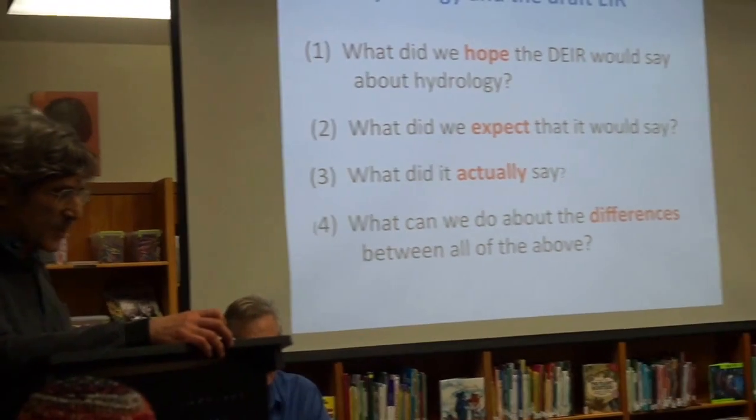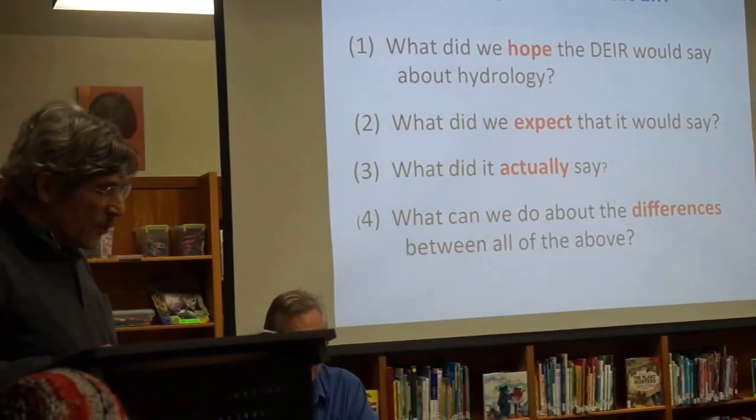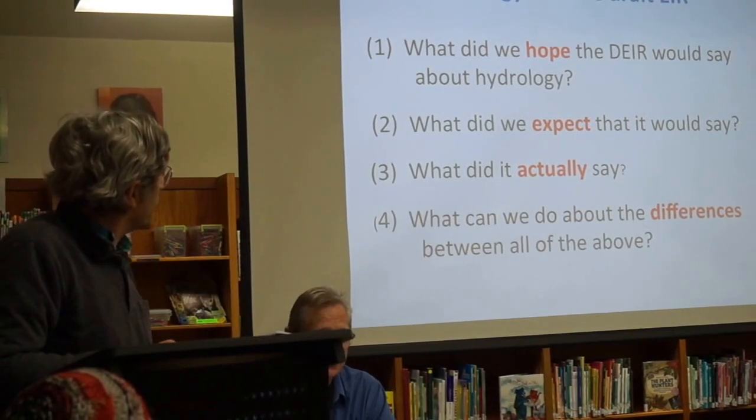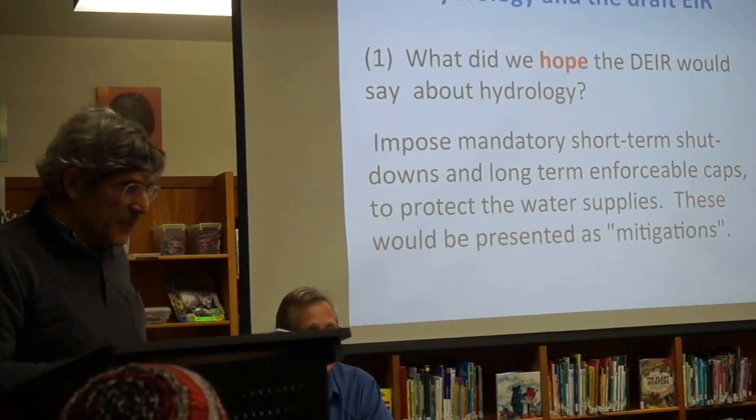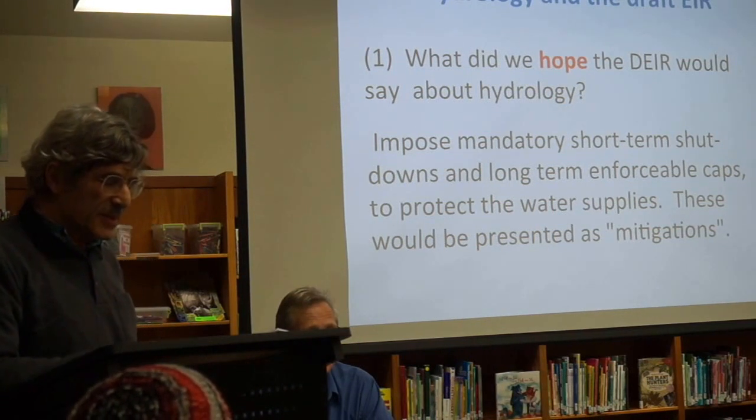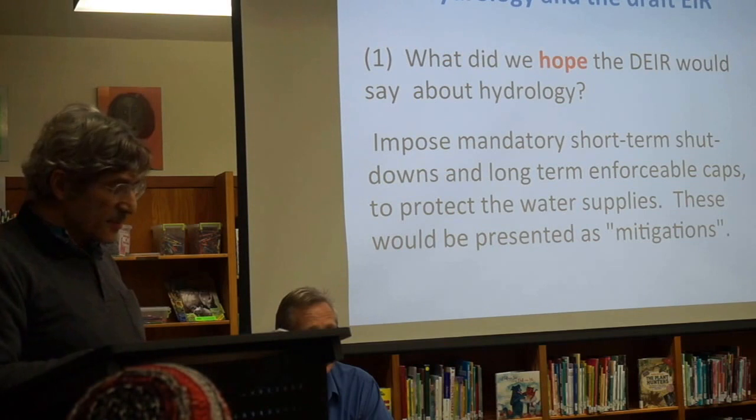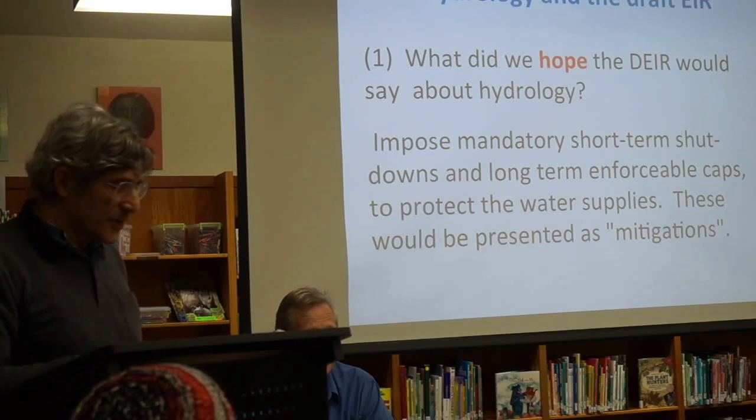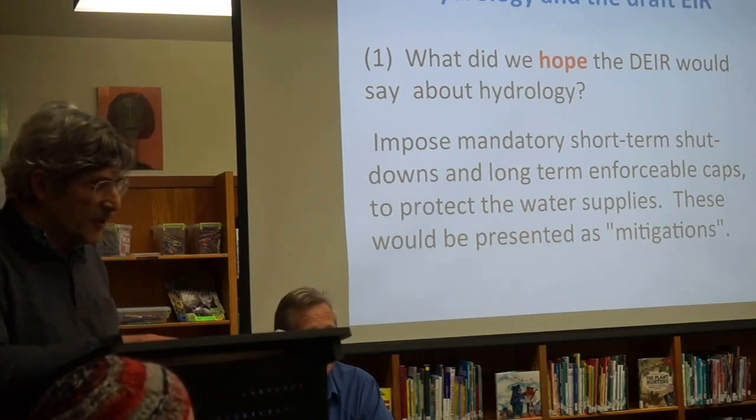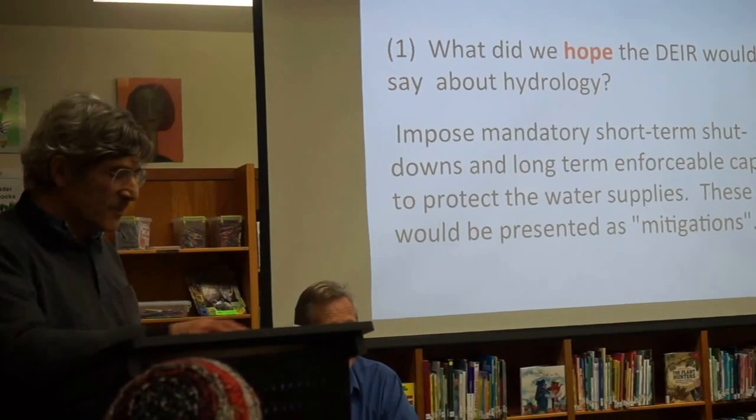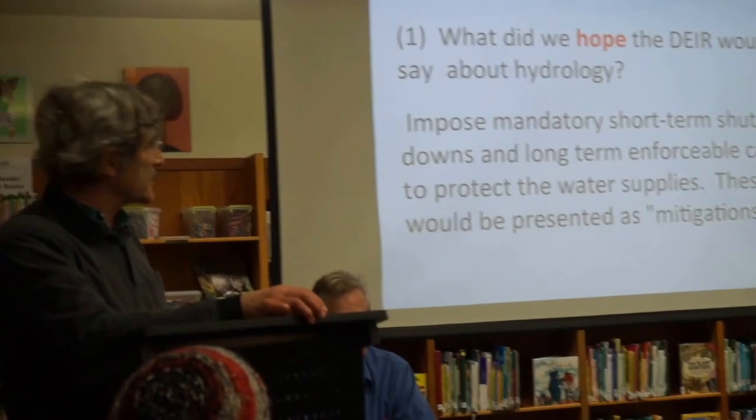What we hoped was that neighboring wells and springs could be continuously monitored and the results publicly available. That if any problems were noted, then there would be mandatory short-term shutdowns and long-term enforceable caps imposed to protect the water supplies. And these would be presented as mitigations.